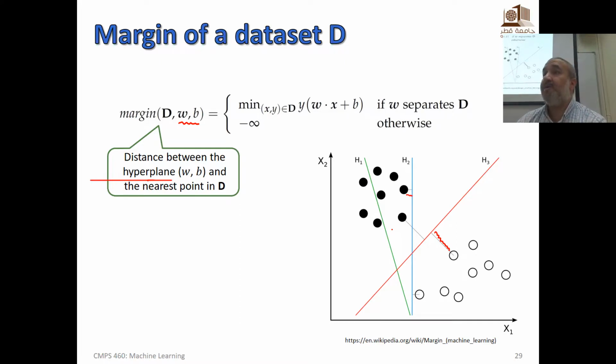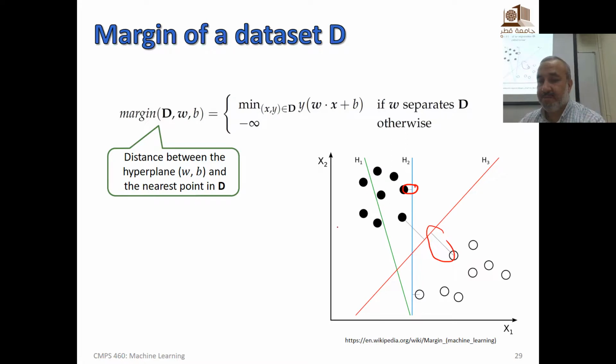H3. Why? Who said H3? Maybe because the distance is similar. Similar between what? Between this one and this one? Yes. What does that mean? No, that's not the reason. Okay, yes, the margin of this is smaller than the margin of this. Sure, we know that. Why is that indicating that one is better than the other?